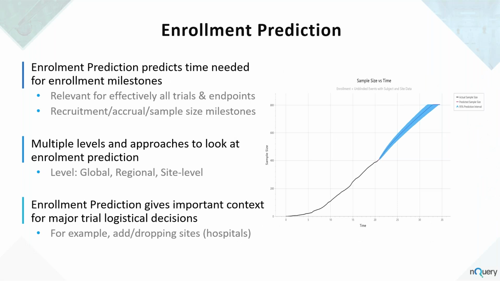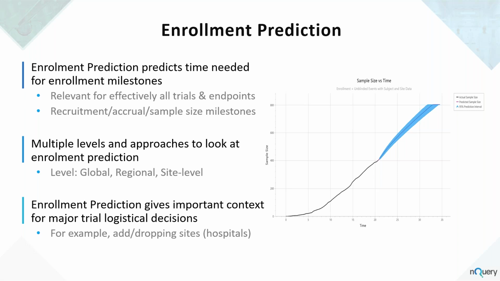And so that's reflected on this slide here in terms of what we're talking about when we talk about enrollment prediction. It's basically just: how long do we think it will take for us to reach our enrollment milestone? For example, how long will it take us to recruit the number of subjects that we planned for from our sample size determination? And this is obviously a milestone that's relevant for pretty much any clinical trial that you can think of.